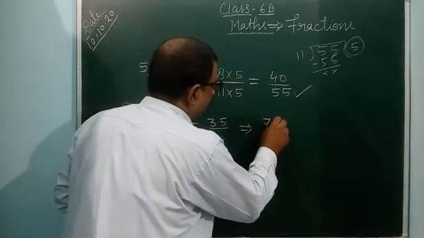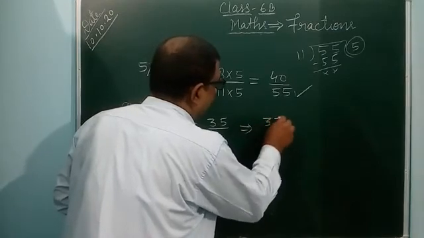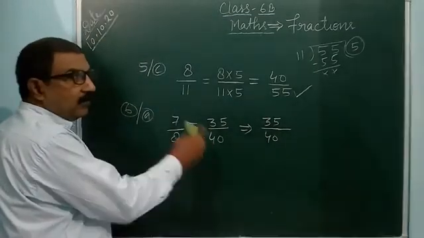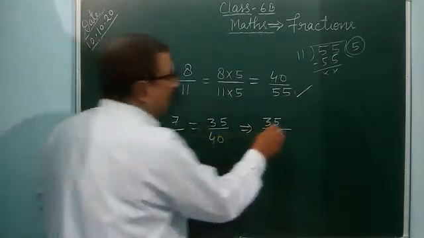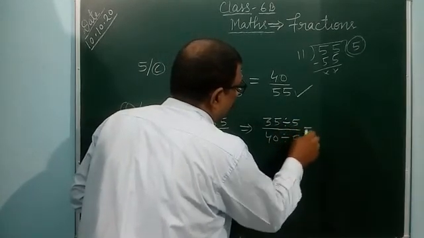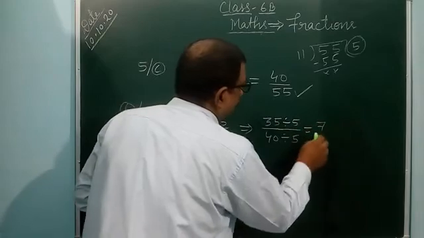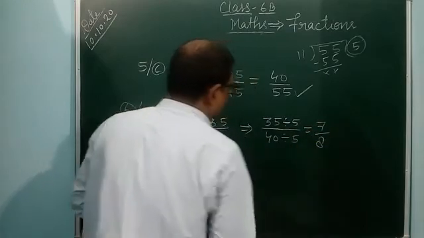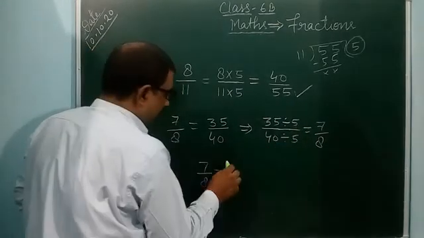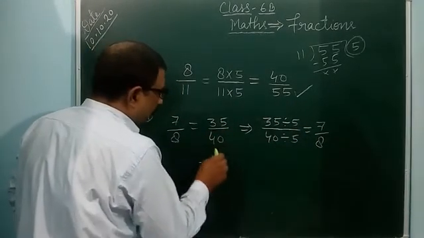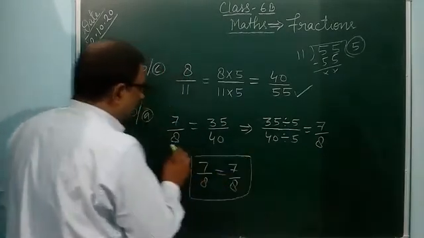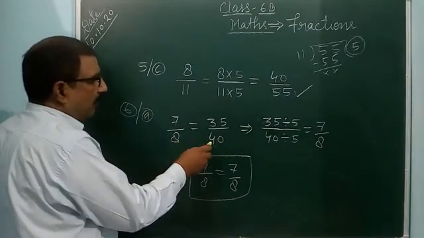35 by 40. So 8 fives are 40. 5 times goes. So by 5 you divide, both by 5 you divide. So you get 5 sevens are 35 and 5 eights are 40. So this is also 7 by 8 and this is also 7 by 8. So both are equal. It means 7 by 8 is equal to 35 by 40.